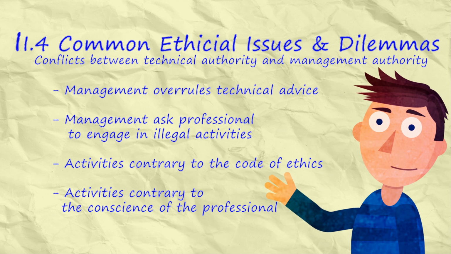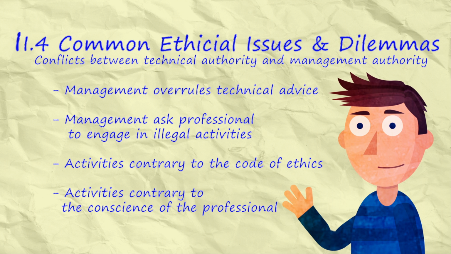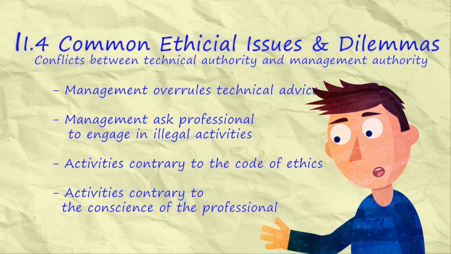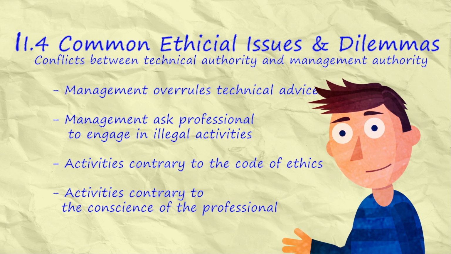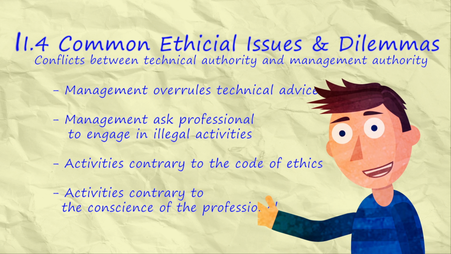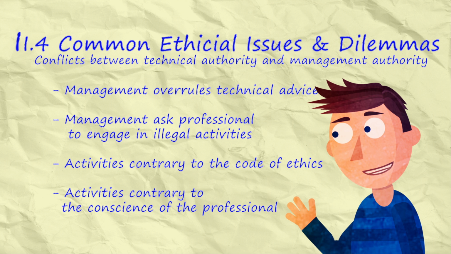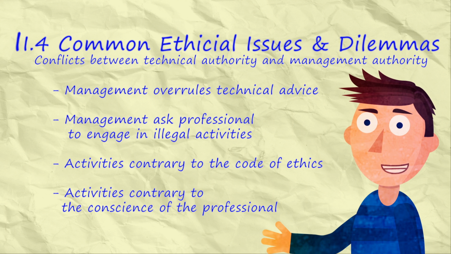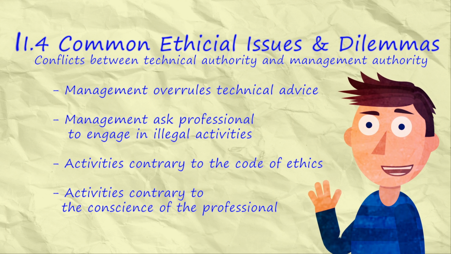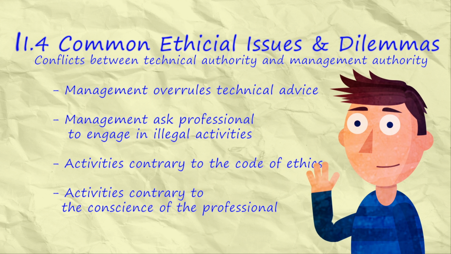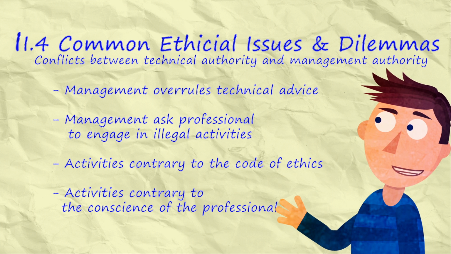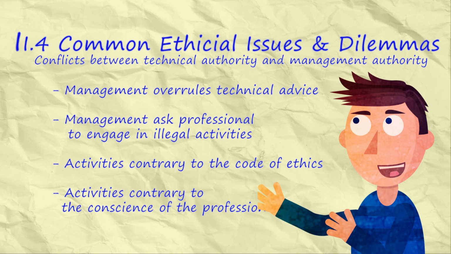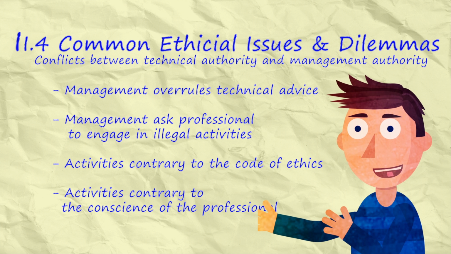The first type is management overrules technical advice. In this situation, the professional is expected to explain their advice to the employer or client in writing, clearly explain the consequence of ignoring the advice, and get a response in writing to ensure the message is fully understood. The second type of conflict is when management asks professionals to engage in illegal activities. Pressure on management to generate profit usually translates to pressure for professionals to cut corners. Professionals must advise the employer the action is illegal or refuse to comply.